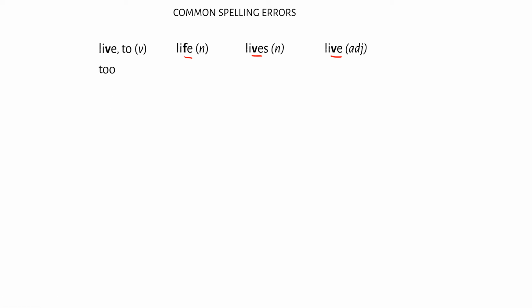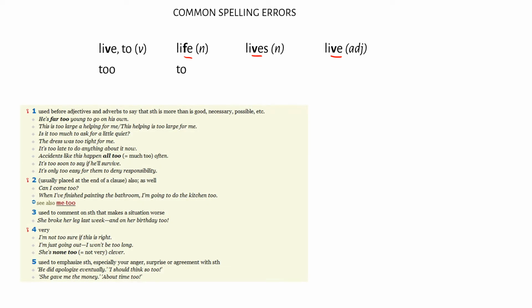Then we have to and too. So the difference is basically if it's one of these adjectives, used for adjectives and adverbs to say that something is more than is good, necessary, possible. He's far too young to go on his own. Accidents like this happen all too often, much too often. It's too soon to say that he'll survive. It's only too easy for them to deny responsibility. Right, so you know what it will be in Dutch.